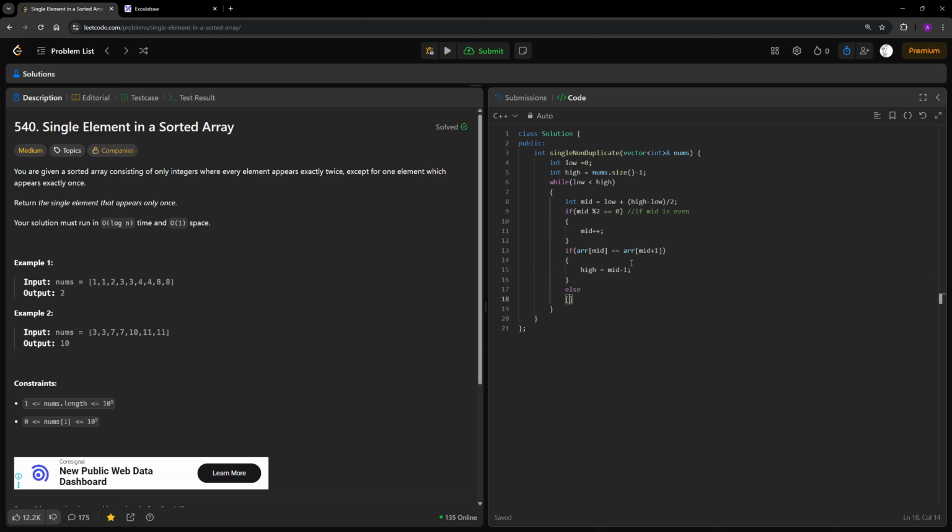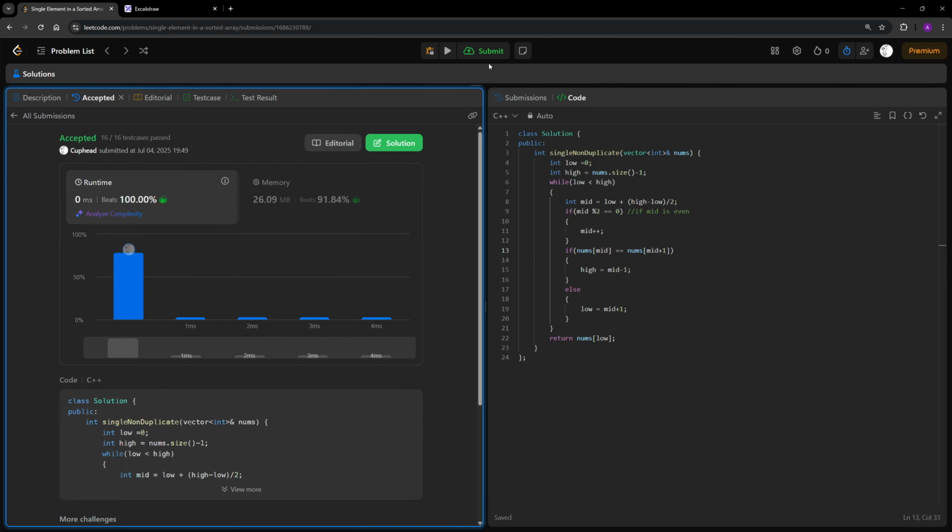Else, simply put mid plus 1 there. And finally you return nums of low. So, let me correct this. This is nums of low. Let's see if this code runs or if I have to handle any corner case. So this code obviously works, and this is a very minimalistic approach. And that's my take on this problem.